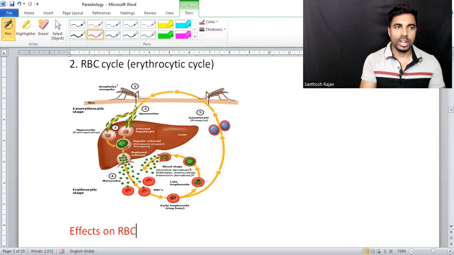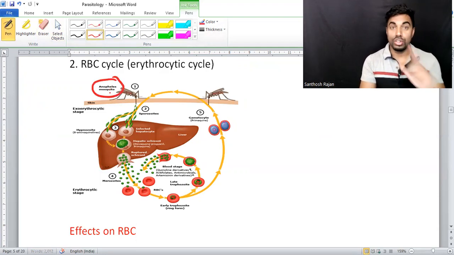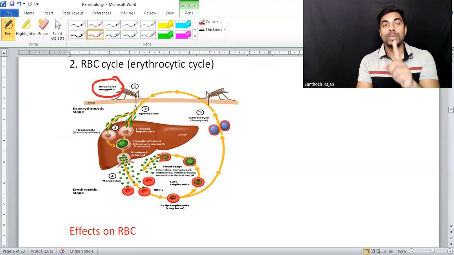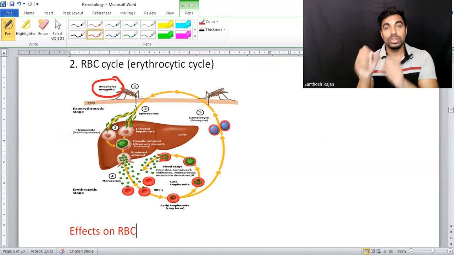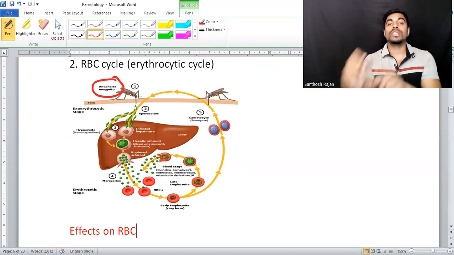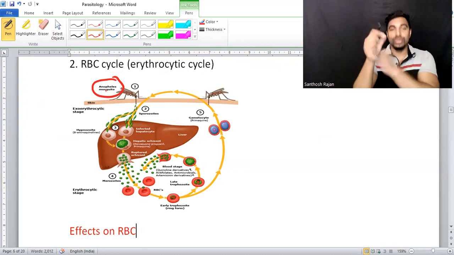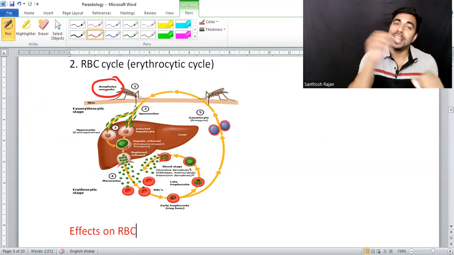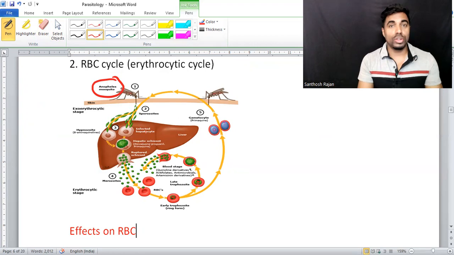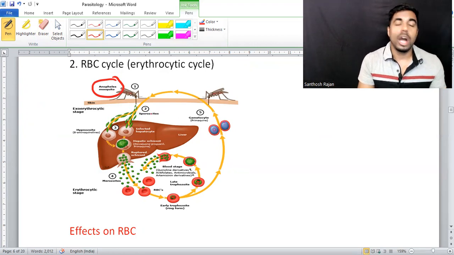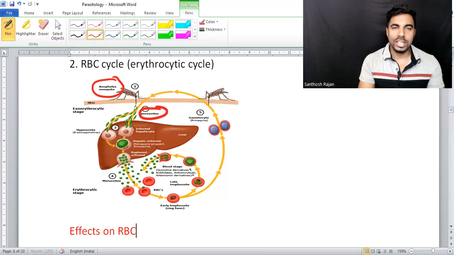So what happens? First of all, the anopheles mosquito bites you. Female anopheles, not the male, because the male anopheles feeds on plant juice for food. Females are dangerous. The female anopheles mosquito sucks blood for its nutrition. So when it bites the human, as we told, sporozoite is the infective stage. It will enter your body, blood, and go to the liver.